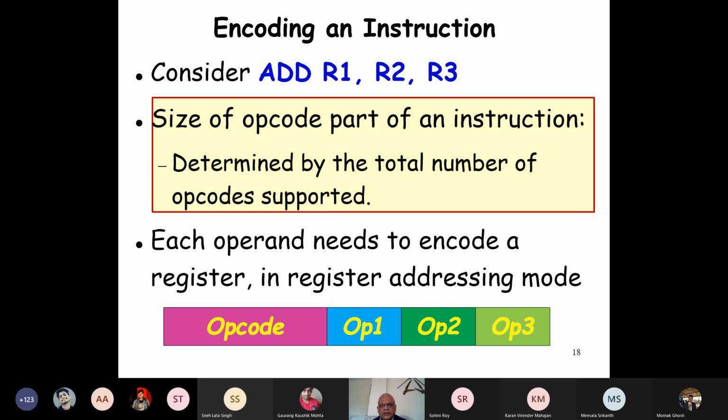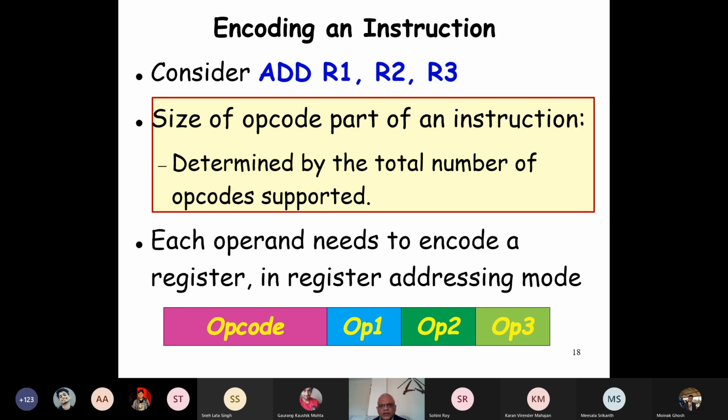Consider a simple instruction like add R2 and R3. These are the two operands, and the result is produced in R1. How will it be encoded? The add is the opcode here. So the opcode part will be stored here. And then there are operands here: OP1, OP2, OP3. These are the three operands. R2, R3 are here, and R1 is in OP1.